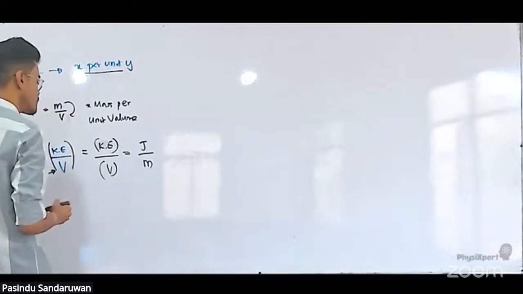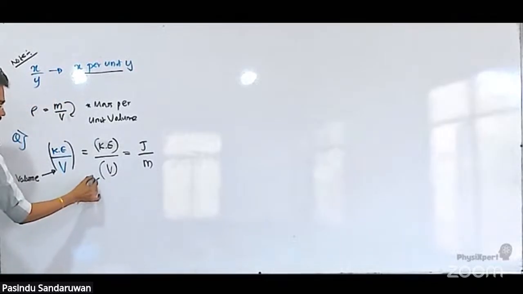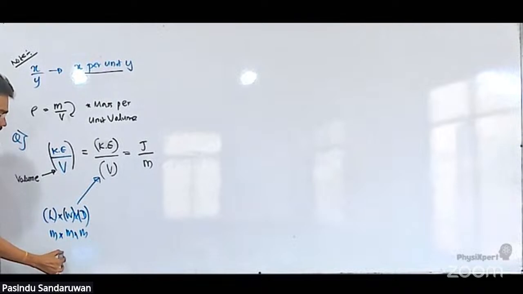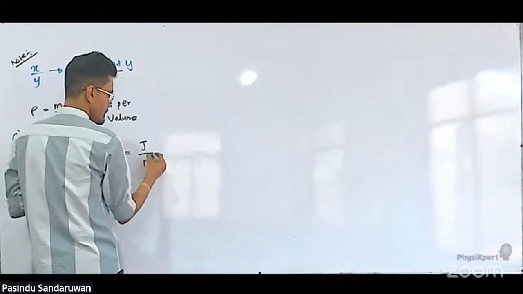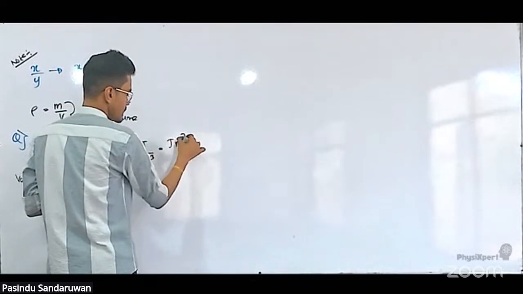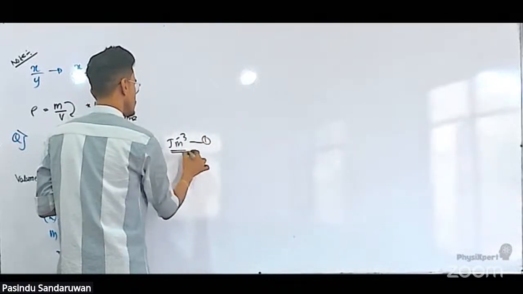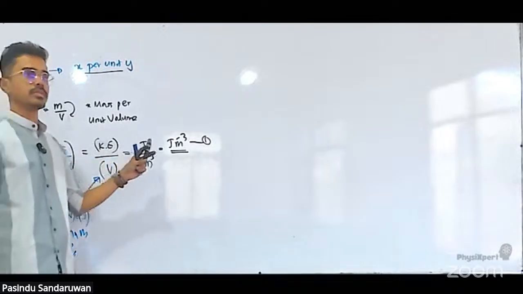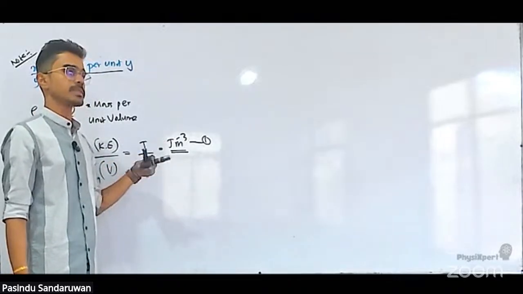If you don't know this, you can find it out first: length times width times depth. Length is a length, width is a length, depth is a length. That is cubic meters. So the first unit is joules per cubic meter. Now, joules is expandable, right?